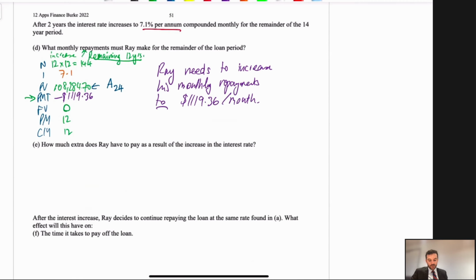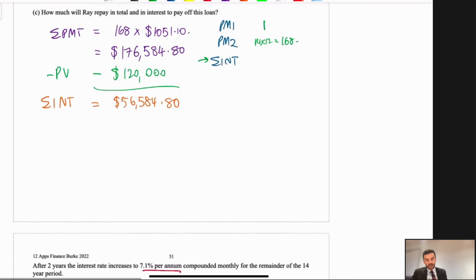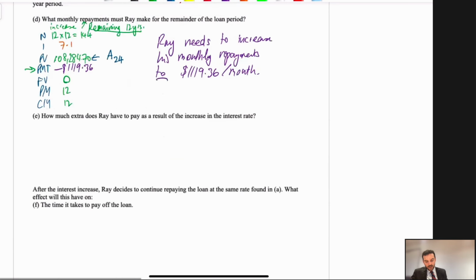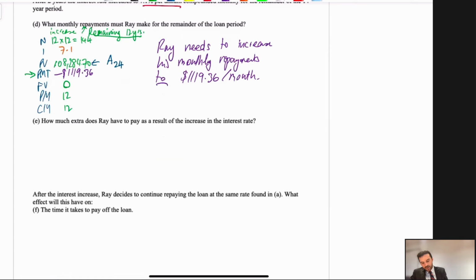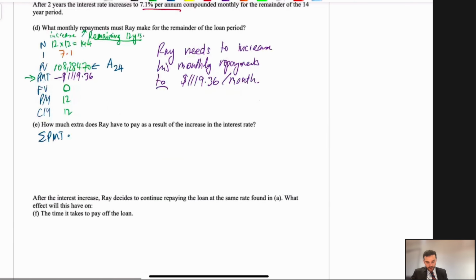So how much extra does Ray have to pay as a result of the increase in the interest rate? So we've already worked out that he's paid in total $176,000 originally, but let's work out what the new amount is. Okay, so the original sum of payments, there we go. Originally, it was $176,584.80. So this is the original.